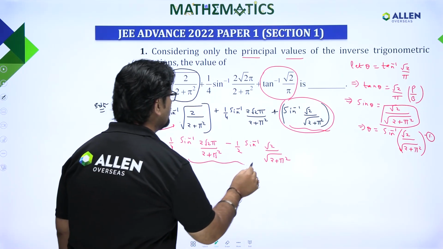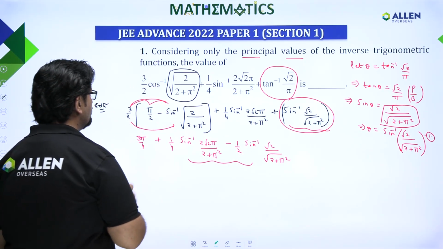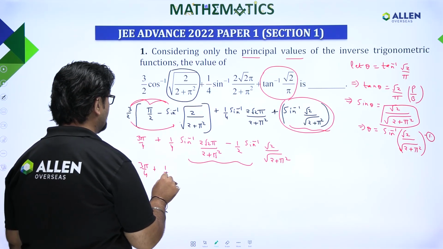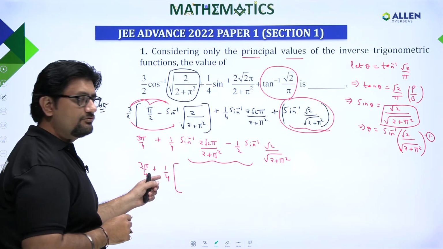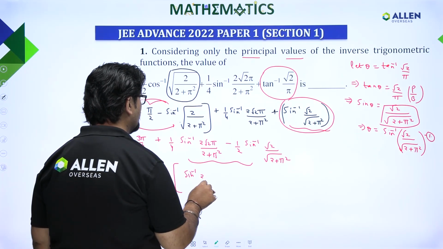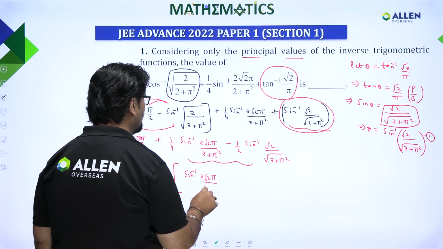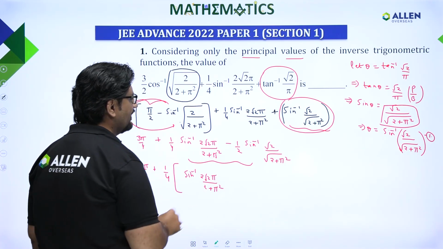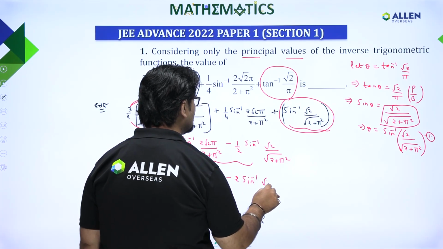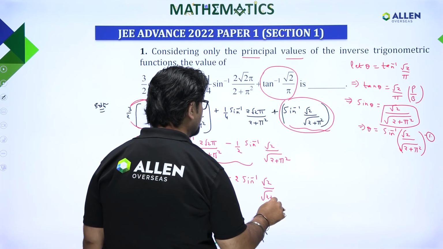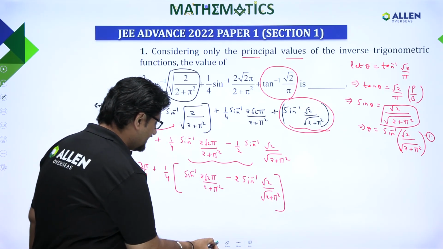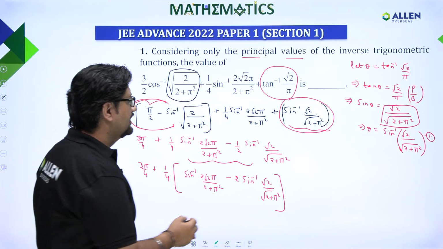Now we will be solving this. So I am taking 3 pi by 4 plus 1 by 4 common from here. What I will be getting inside is sine inverse of 2 root 2 pi upon 2 plus pi square, and here I will be getting minus 2 sine inverse of root 2 upon root of 2 plus pi square. Hopefully you are getting my point. Now, listen very carefully.